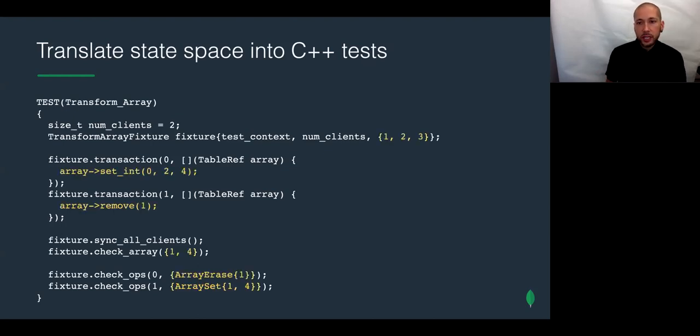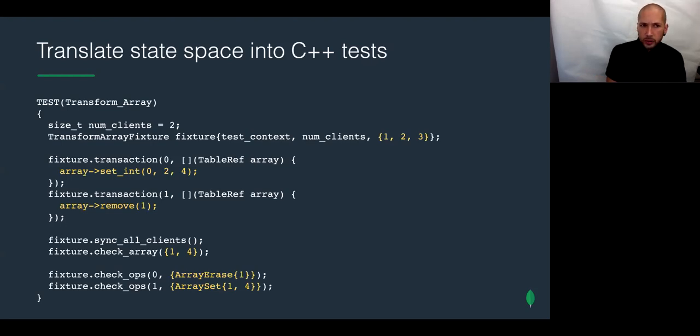One example of a test begins with the data 1, 2, 3. One of the clients sets the third element of the array to 4, and the other client removes the second element from the array. At the end, we check that they have the same data and that both of these operations have completed.